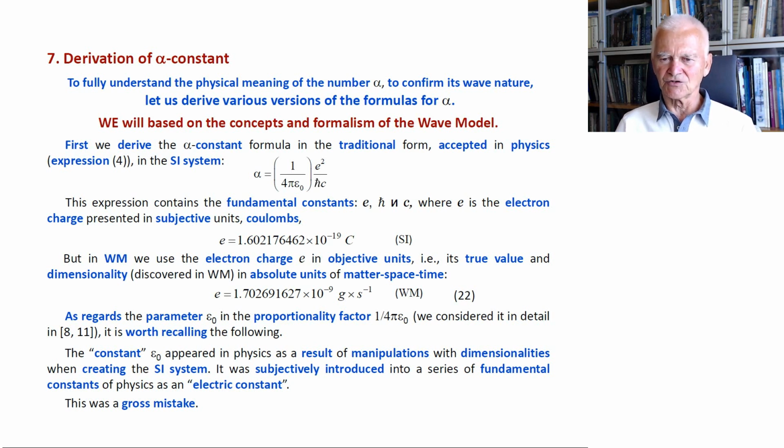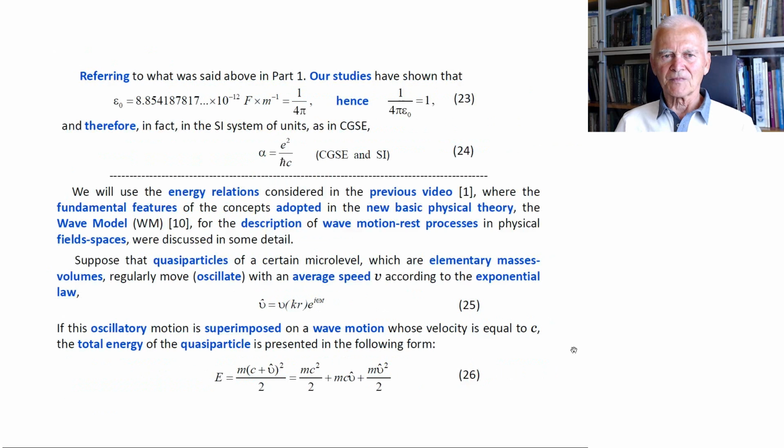It was subjectively introduced into a series of fundamental constants of physics as an electric constant. This was a gross mistake. Referring to what was said in part 1, our studies have shown that epsilon 0 equals 1/4π, hence the coefficient 1/(4π epsilon 0) equals 1, and therefore in the SI system of units, as in the CGSE system of units, the expression for alpha is the same.